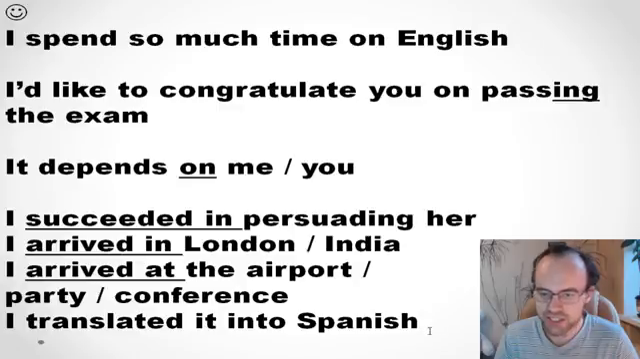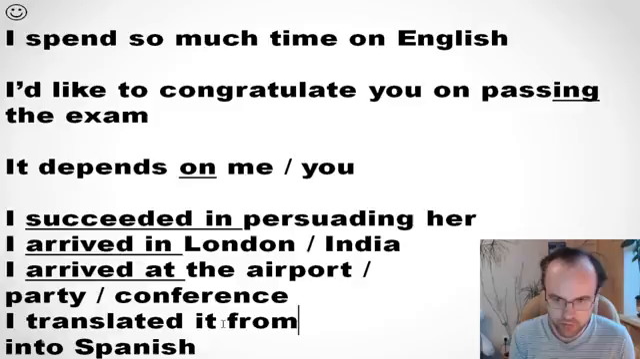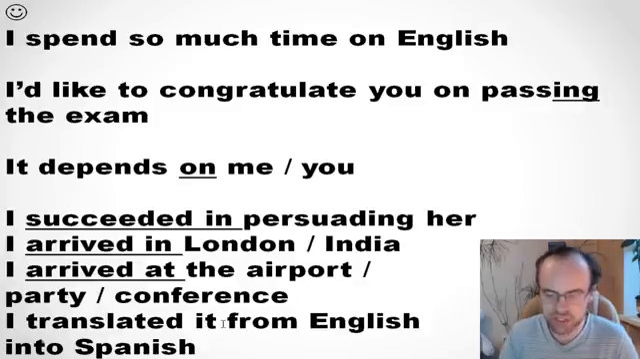Good. So I translated it into Spanish. So into. Or you can say, for example, I translated it from one language into another. I translated it from English into Spanish. So remember, many students say in but not into. It's a common rule, into. I translated it from English into Spanish, from Spanish into English, from Russian into English, from French into English, and so on.